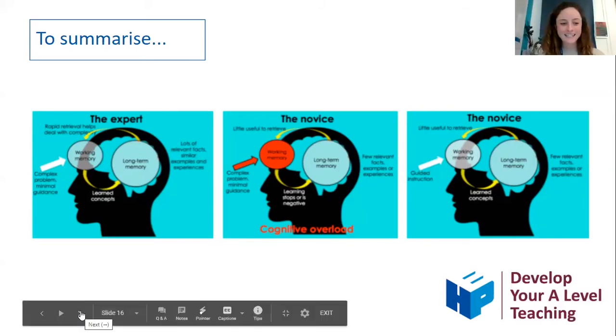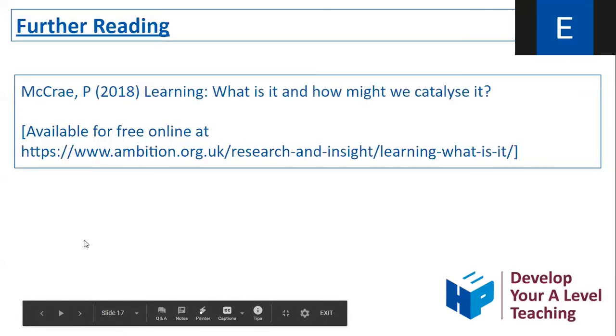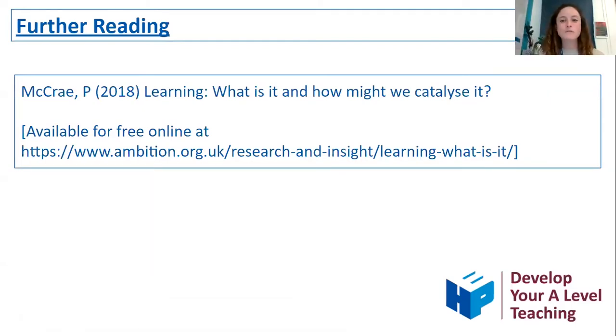And finally, if you are interested in reading a bit more about cognitive science, this is one of the most useful articles I think that I've read. It's free, it's online, and it's basically Peps McRae. He has taken lots of different findings in cognitive science, and step by step he's broken down what that might look like for us in the classroom and how that can help us to understand learning.